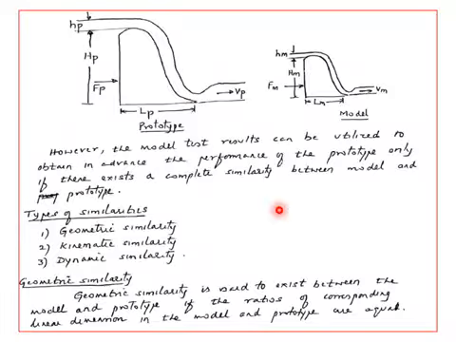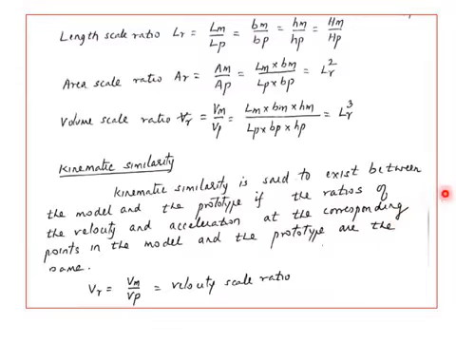So geometric similarity is said to exist between the model and the prototype if the ratios of the corresponding linear dimensions in the model and the prototype are the same. For example, LM by LP should be equal to HM by HP. Similarly, the head in the model to the head in the prototype should be the same. So that scale is known as the linear scale ratio. So that's what I have said here.